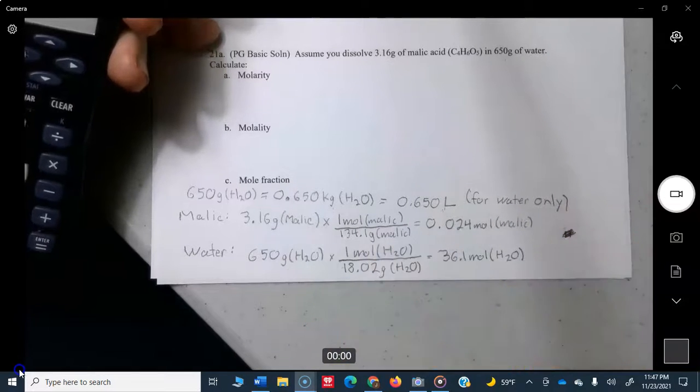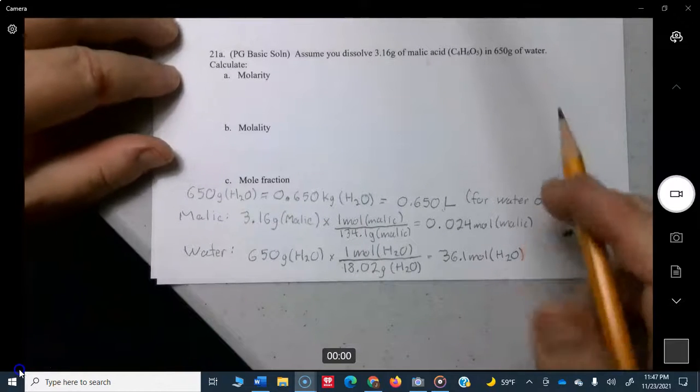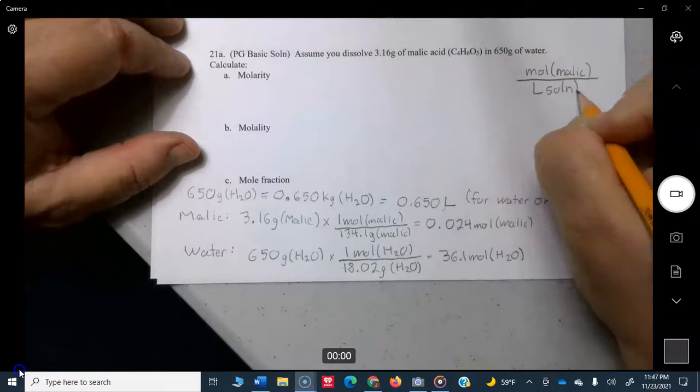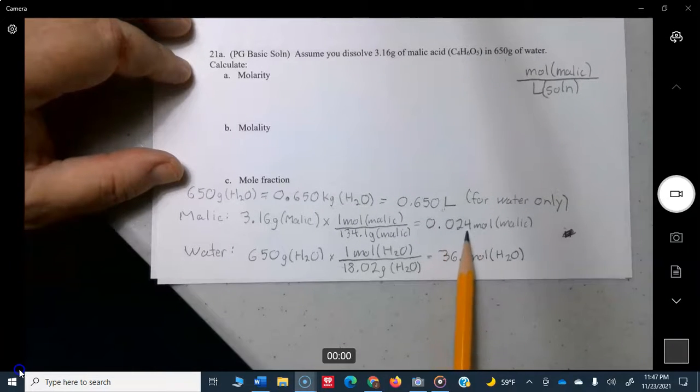Okay, so we have this information on the bottom to work with for the rest of this. First question is molarity, so we want to find moles. Moles of malic acid, we figured out down here, is 0.024.